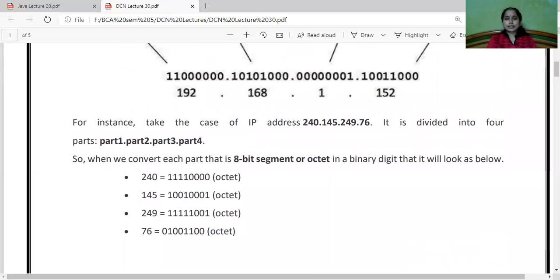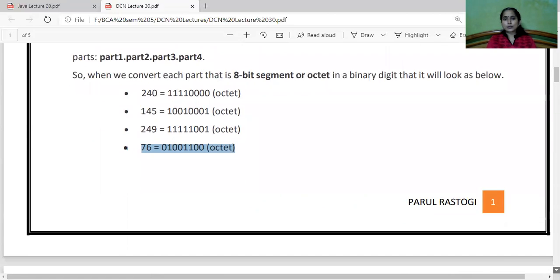Further also, I've given you another example. For instance, take the case of this addressing IP address. अगर हम ये वाला IP address ले, so again it is divided into 4 parts. Part 1, Part 2, Part 3, Part 4. अभी हम नाम नहीं ले रहे, अभी इसके नाम भी हैं, which we'll talk about in a later half. So when we convert each part, that is 8-bit segments, 240 को आप binary conversion लगाइए, decimal to binary, आपको ये figure मिलेगा. इसी तरह 145 will be converted into this figure, 249 will be converted into this figure, and 76 will be converted into this figure. So ये चारों separated by 4 dots, 3 dots rather, will be your IP address.